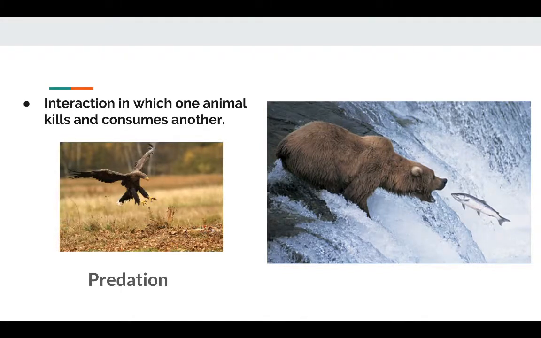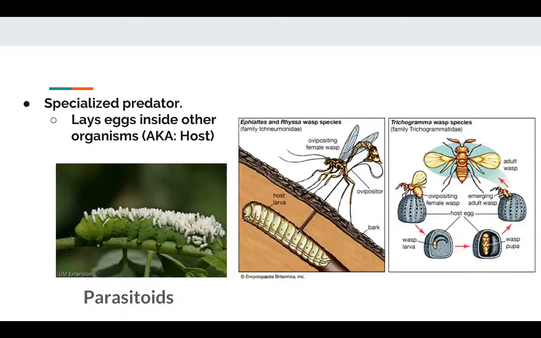Looking at predation now, so you have this predator-prey relationship. The predators here being the eagle or the bear, the prey being the field mouse and the salmon. So all that's happening is, one, the prey is being killed and consumed by the predator.